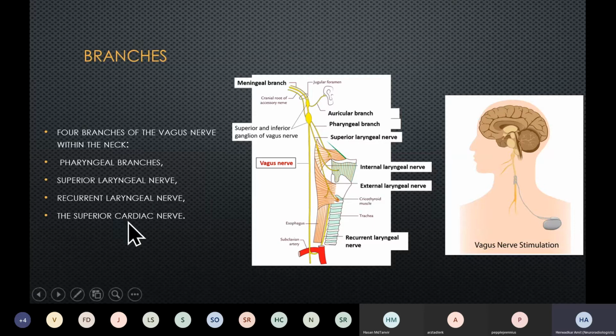The superior cardiac nerve is again not seen, but it's important to realize that it is given off in the neck, and the importance is twofold in that any damage to the nerve within the neck can give rise to tachyarrhythmias, and b, this is where the vagus nerve is targeted for stimulation for various epilepsies.